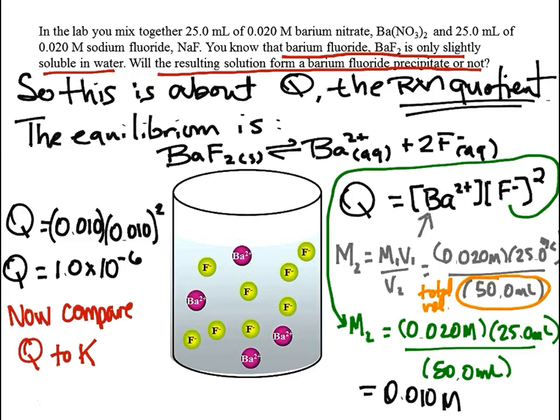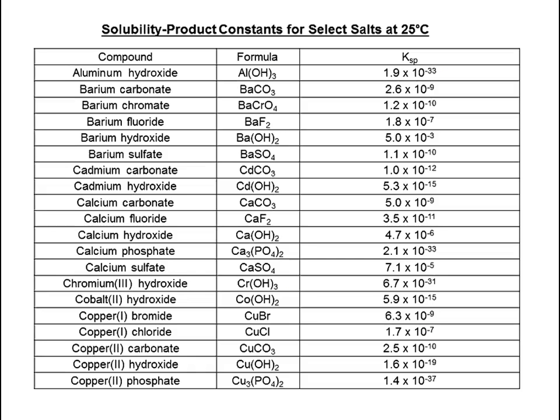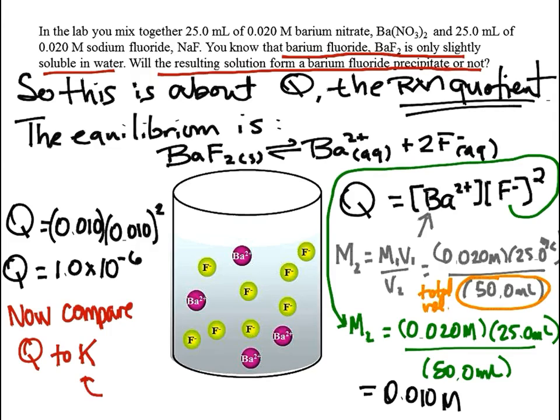Now you need to compare it to K, right? So this is Q, we compare to K, just like back in chapter 13. So we're going to look up barium fluoride, that's here, 1.8 times 10 to the minus 7. So our Q value is larger than this. It is 1 times 10 to the minus 6. K is 1.8 times 10 to the minus 7, which is definitely smaller than Q.